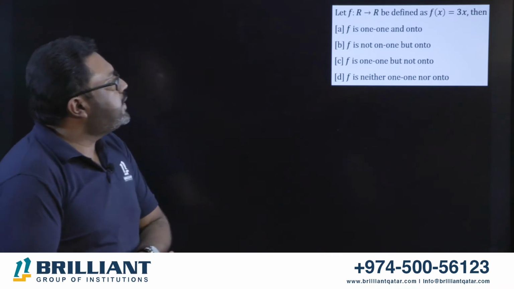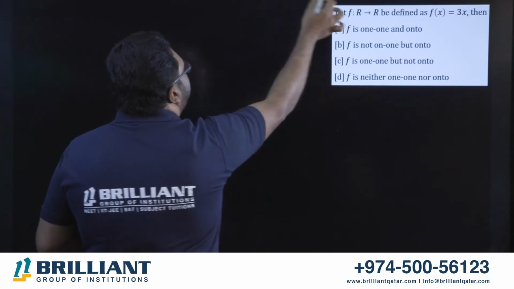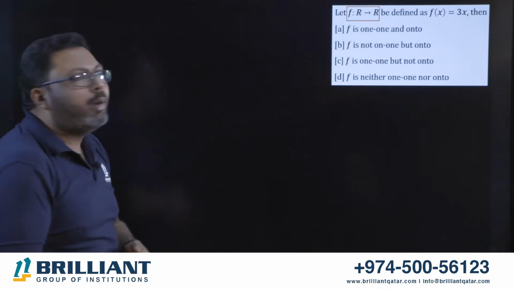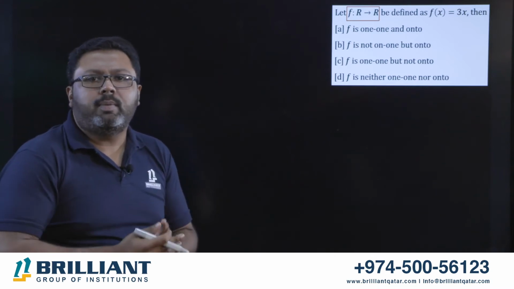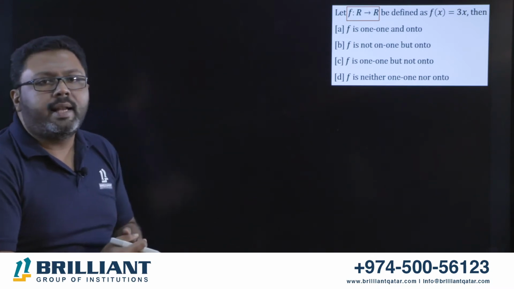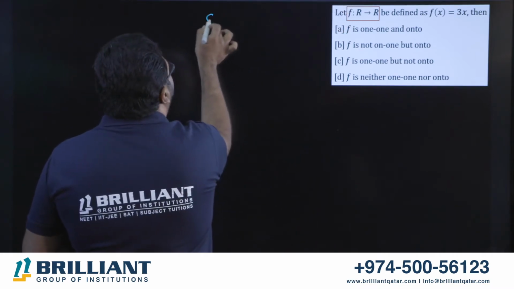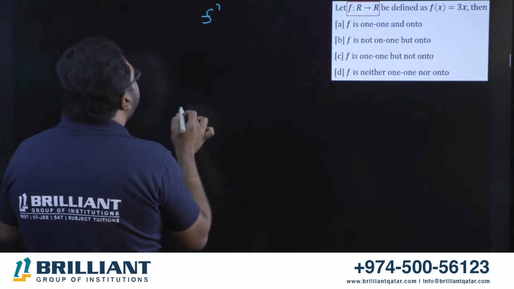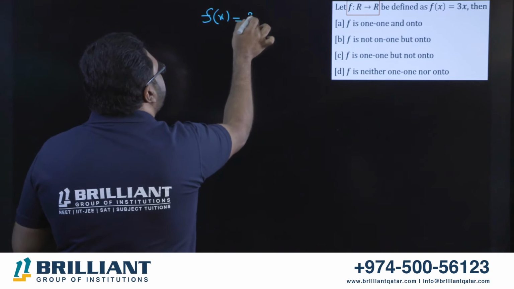Yes, f of x is equal to 3x. Very easy question. F of x is equal to 3x, and they're saying that the function is defined from R to R. What is meant by f from R to R? It simply means that my domain is all real numbers, my range is also all real numbers. So the function is f of x is equal to 3x.